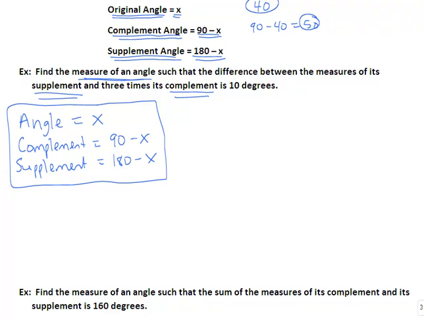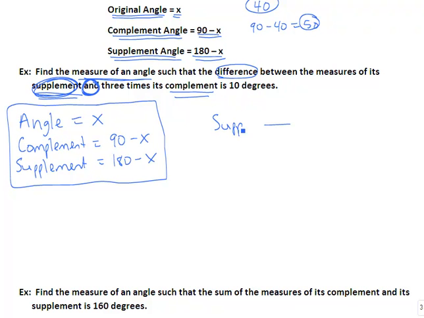Now once we've identified those 3 things, let's translate the original word problem using words, and then we'll substitute in using mathematical symbols. So we're trying to find the measure of our angle such that the difference, which means subtraction, between the measure of its supplement and 3 times its complement. So we want the difference between 2 things. Look for that word "and" to tell you which 2 things you're finding the difference between. The first thing is the supplement, because that's to the left of that word "and".